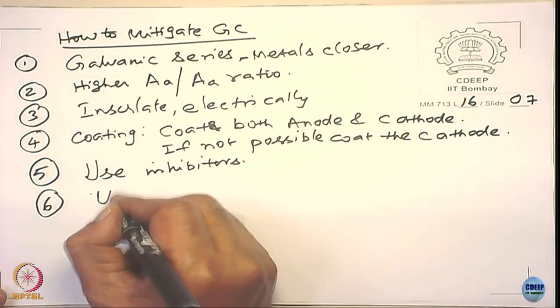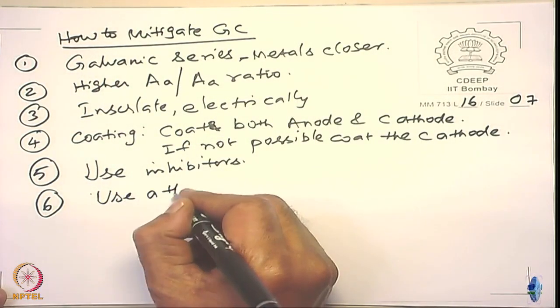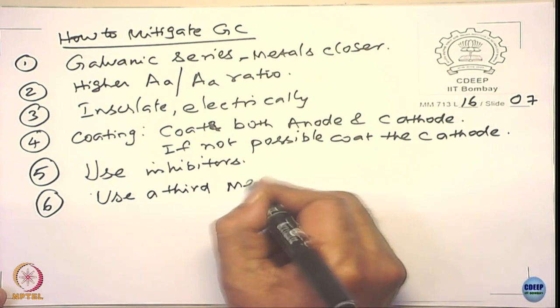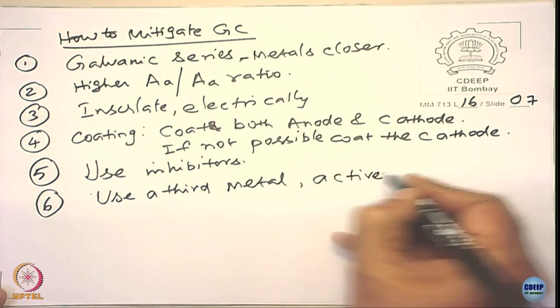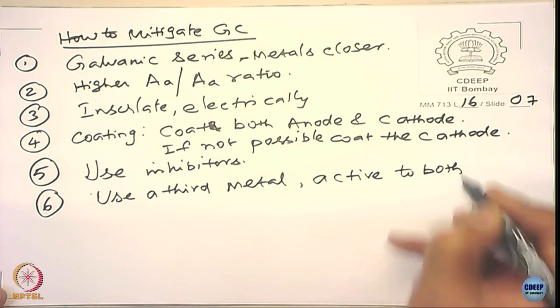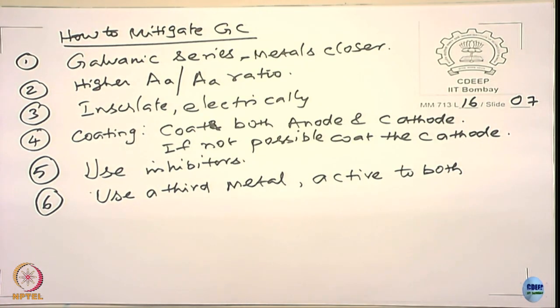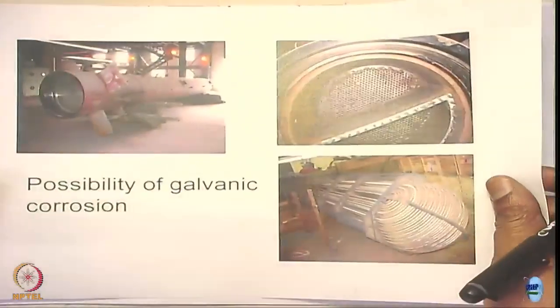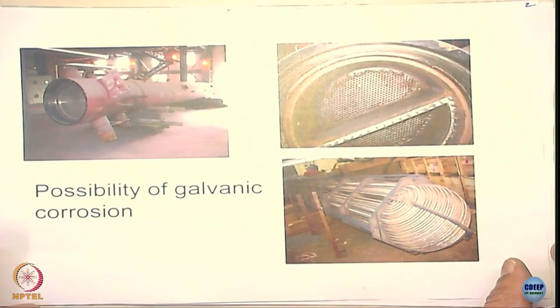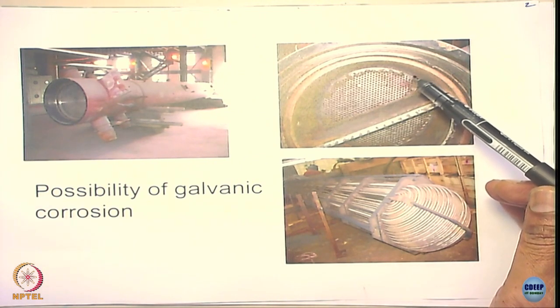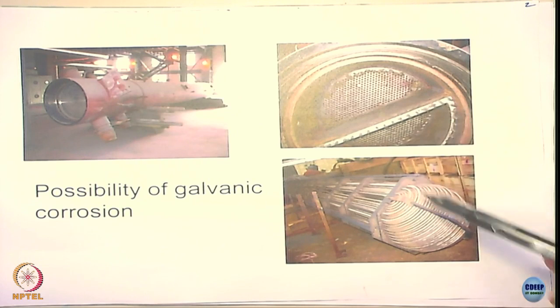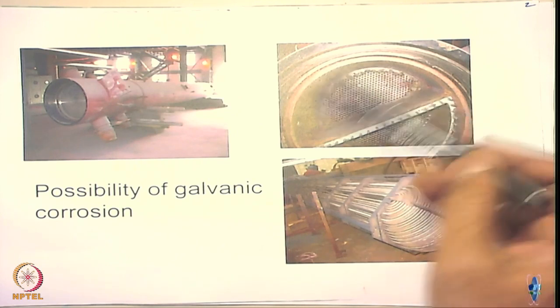You can use a third metal, active to both. This is used much in industry, it is done mostly in industries. I just gave this figure you've seen before, right? It's an interchanger. This is called a header or water box. These tubes generally are stainless steel. There is a galvanic corrosion here.